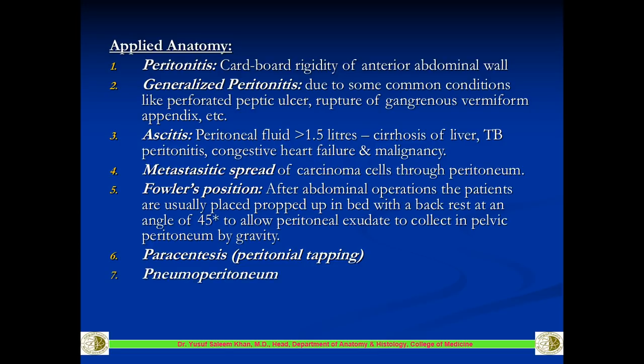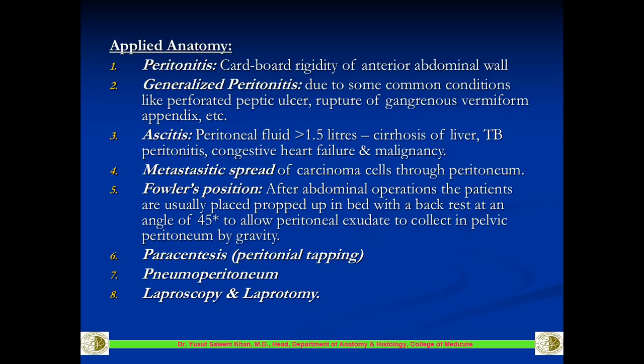Then there might also be a condition called pneumoperitoneum, where air fills the peritoneal cavity, just like air can fill the pleural cavity. That leads to conditions called pneumothorax or hydropneumothorax. Similarly, there can be a condition called pneumoperitoneum if there is air within the peritoneum.